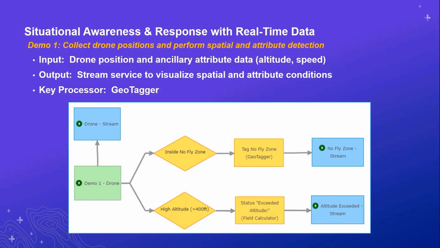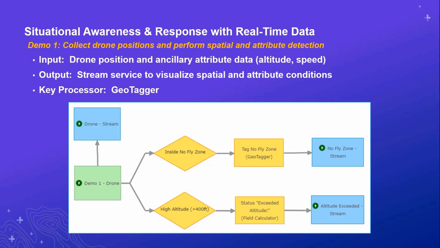So with the first demo having concluded, you might be wondering, how is this made possible? Well, here we see the GeoEvent service that was used to make this all happen. On our input in green, we have the drone's position and attribute data coming in real time. So this would be like its geometry, altitude, speed, being fed in as some sort of delimited text. Our output, or those boxes in blue, are various stream services used to visualize not only the position of the drone, but also other spatial and attribute conditions, such as the altitude has been exceeded or it's entered a no-fly zone.